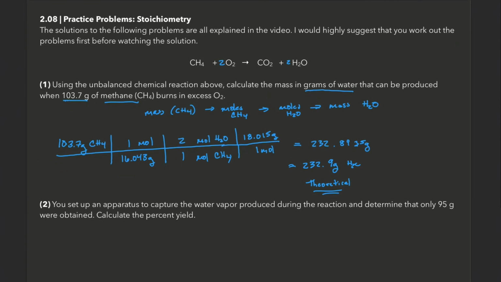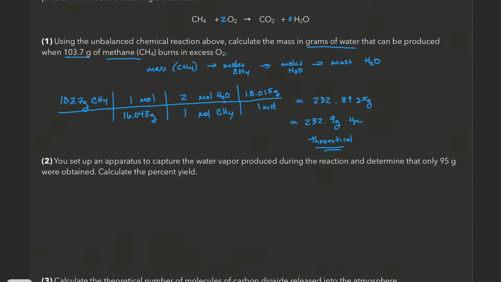So you'll see in the next problem, it says, okay, we actually perform this reaction, and we set up an apparatus to capture the water vapor that's produced during the reaction and determine that only 95 grams were obtained. Calculate the percent yield. Okay, so I only got 95 grams of that 232.9. Maybe it didn't react, or maybe I lost it and it evaporated out and I didn't capture it. That's all definitely plausible, because when you actually perform the experiment, you're not going to have yields that look just like this. Sometimes they're favorable and sometimes they're not very good.